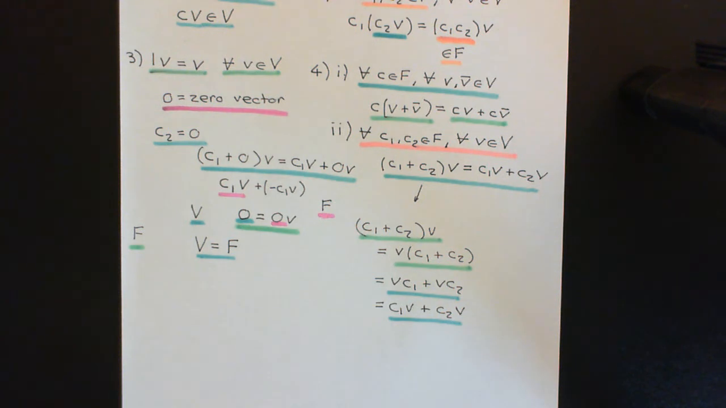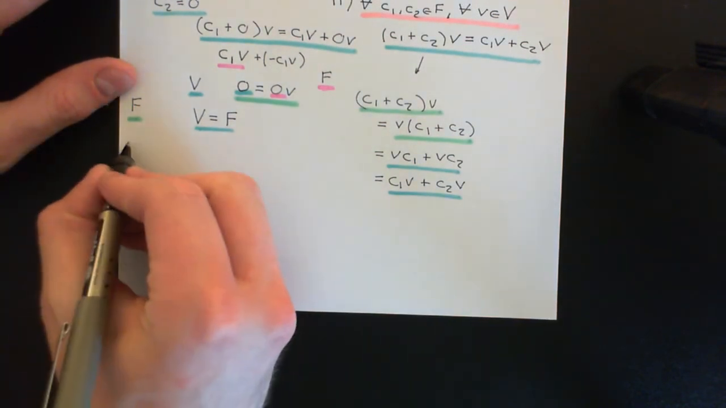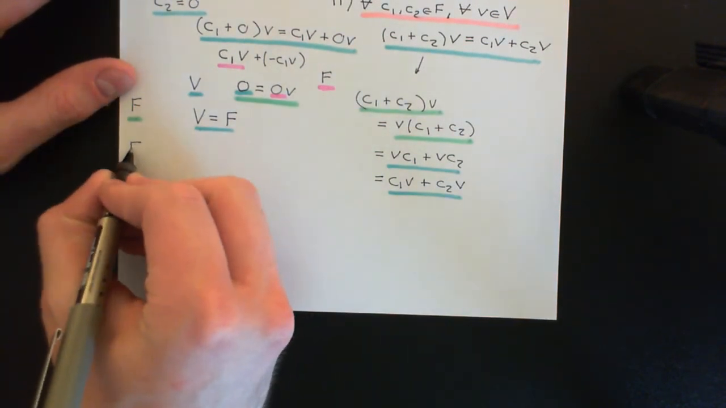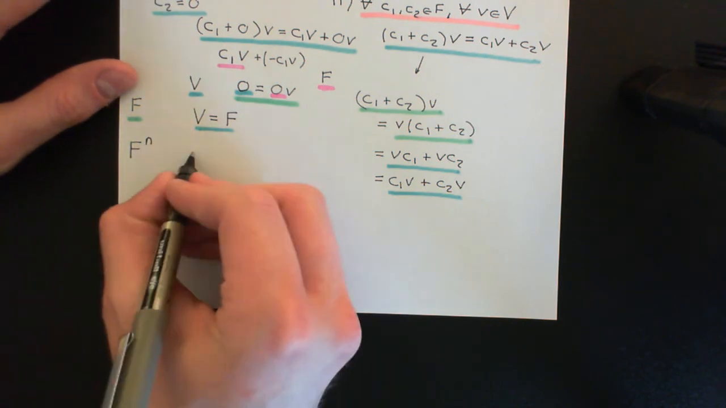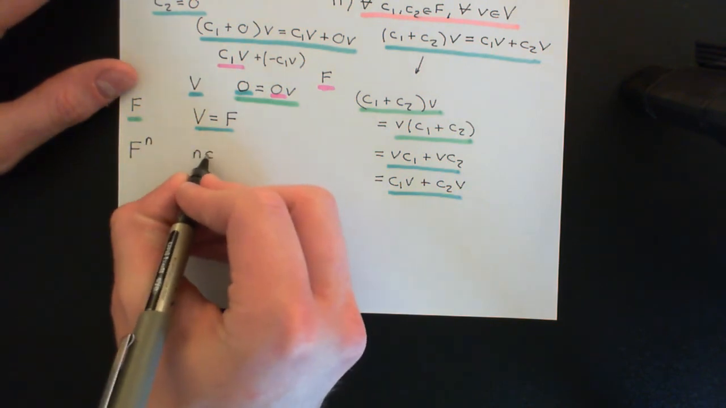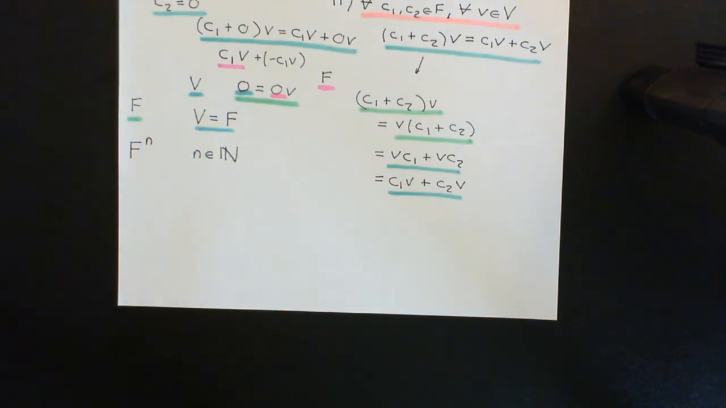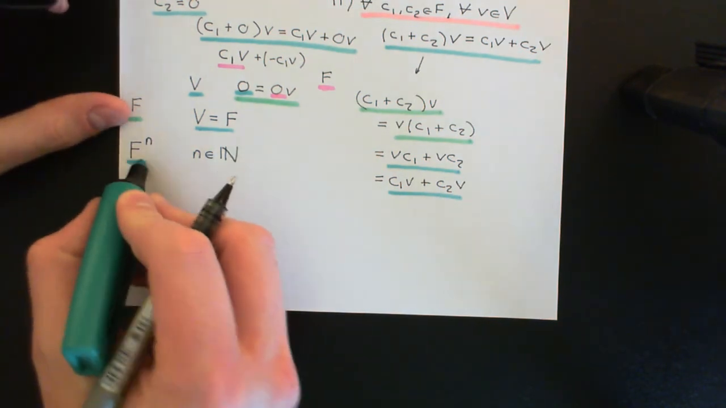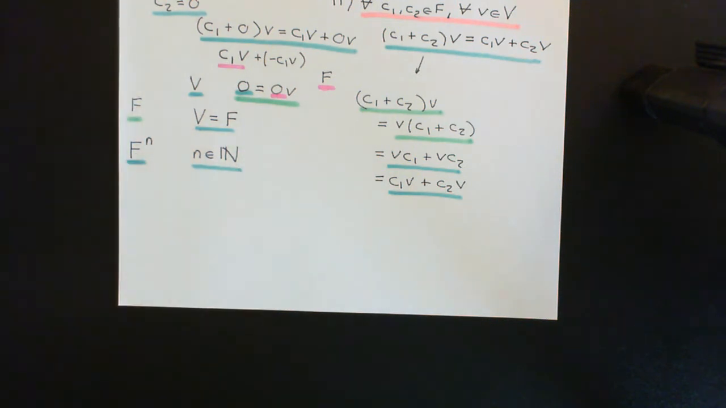However, that's not obviously a very interesting example, so what I now want to show you is how to construct some more interesting vector spaces over the field capital F. So what we're now going to construct is the vector space capital F superscript little n. Little n is allowed to be any natural number, any positive integer. So we're going to construct this new vector space over the field capital F, which is going to be called F to the power of n.